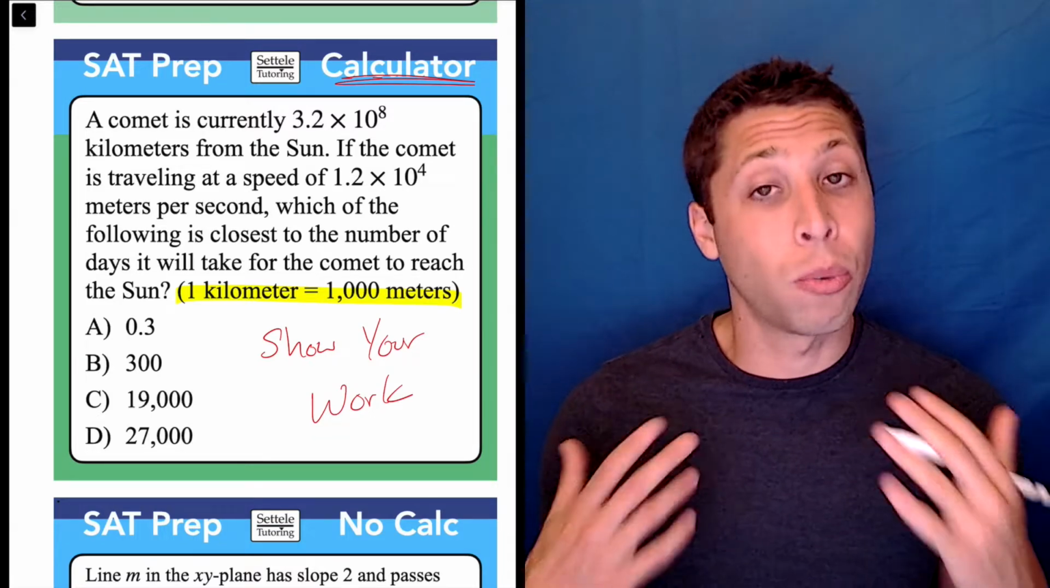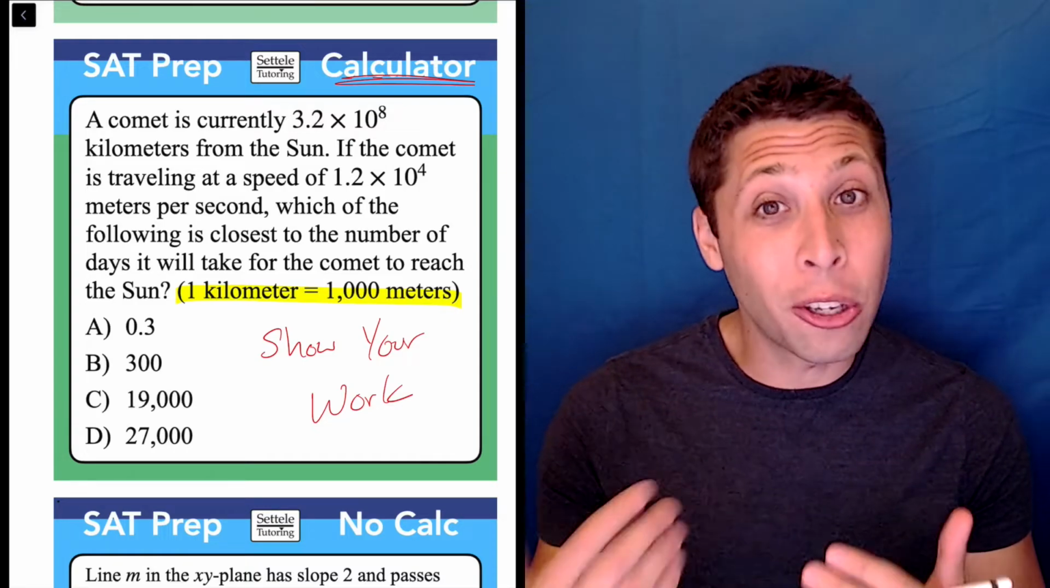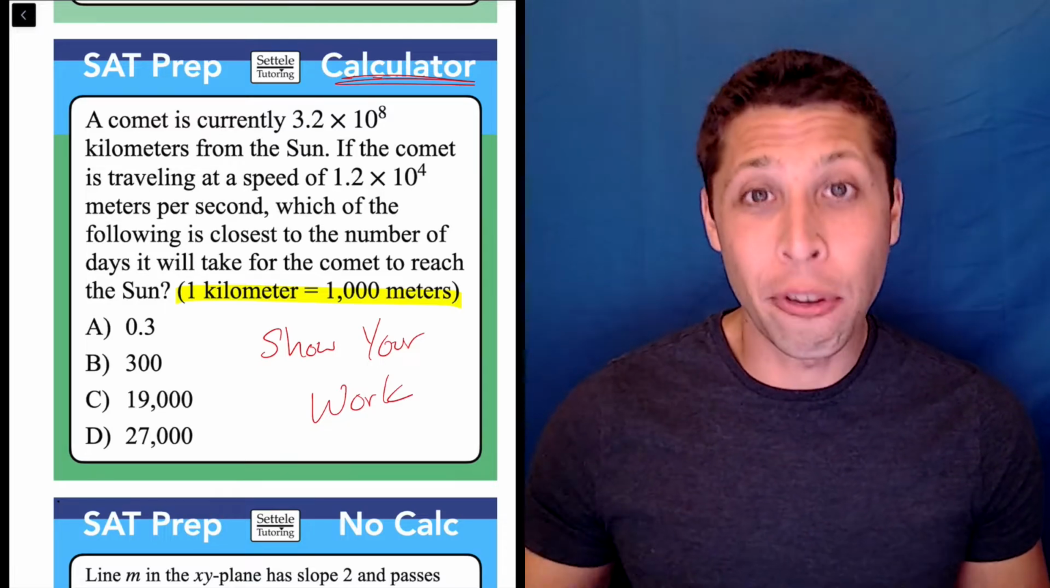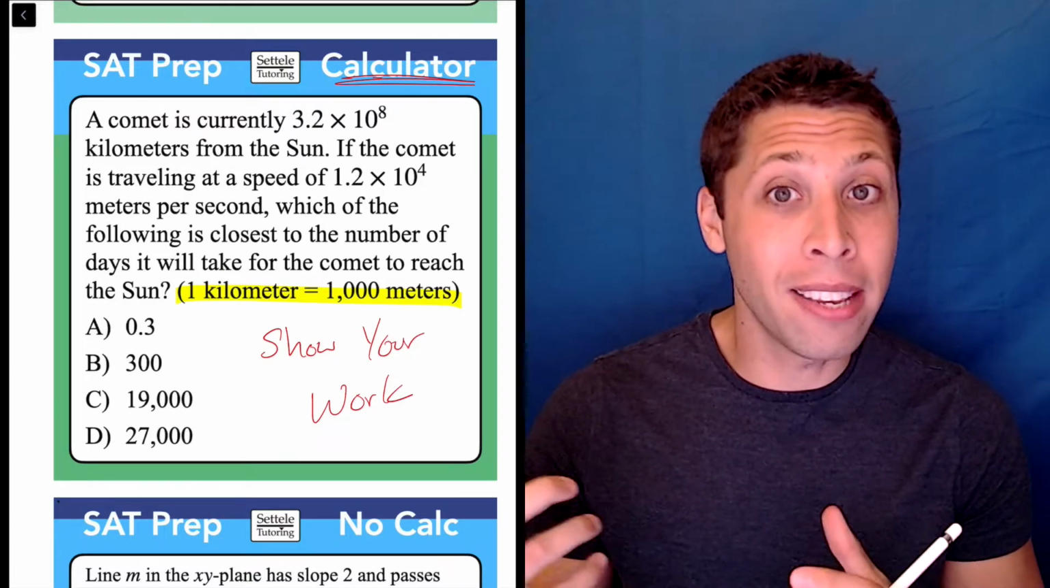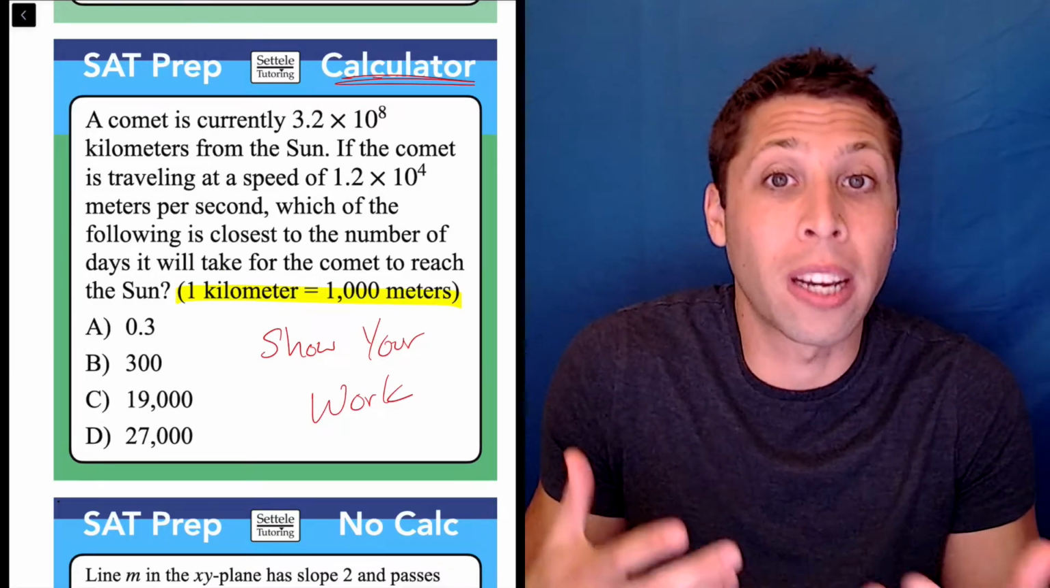It's basically just a way to be careful because the SAT is really good at making the wrong answers, the kind of thing you would get if you made a very common mistake. So we might get a wrong answer and never know because we're really confident in our work that we did in the calculator.